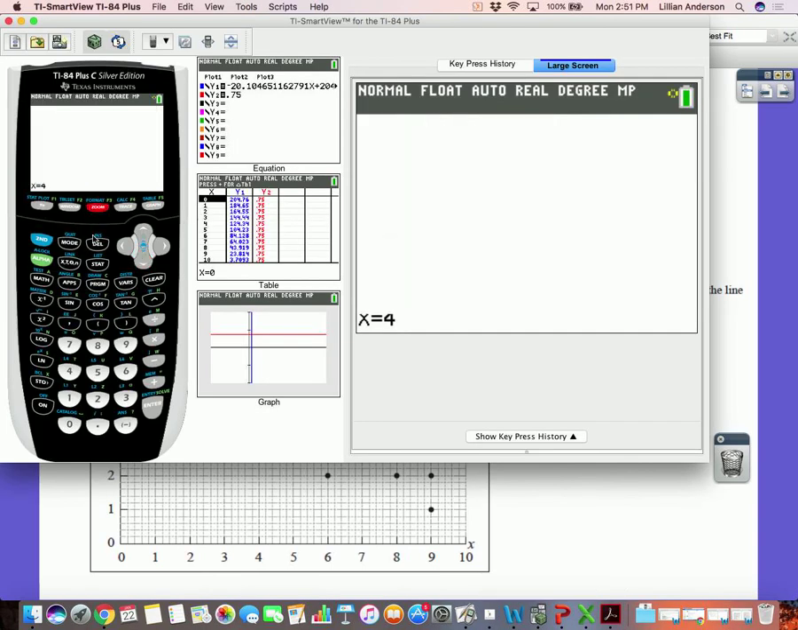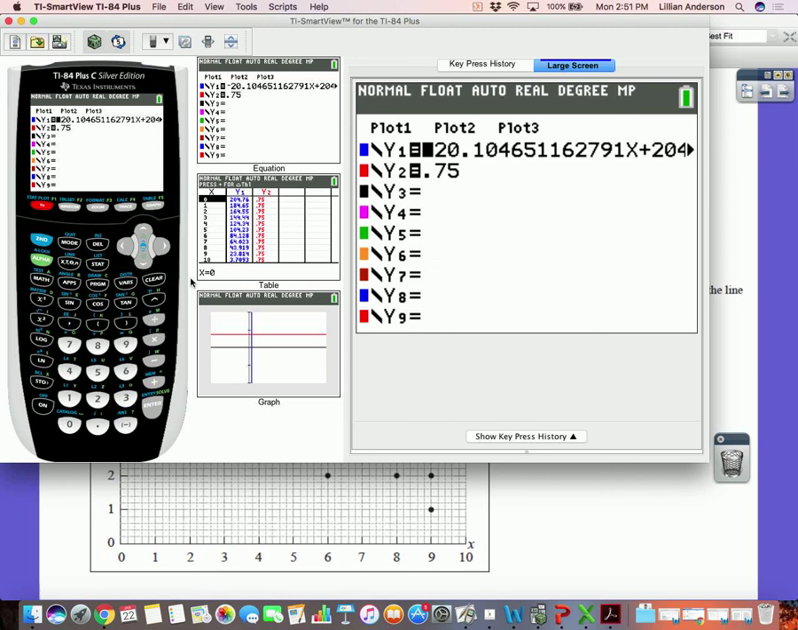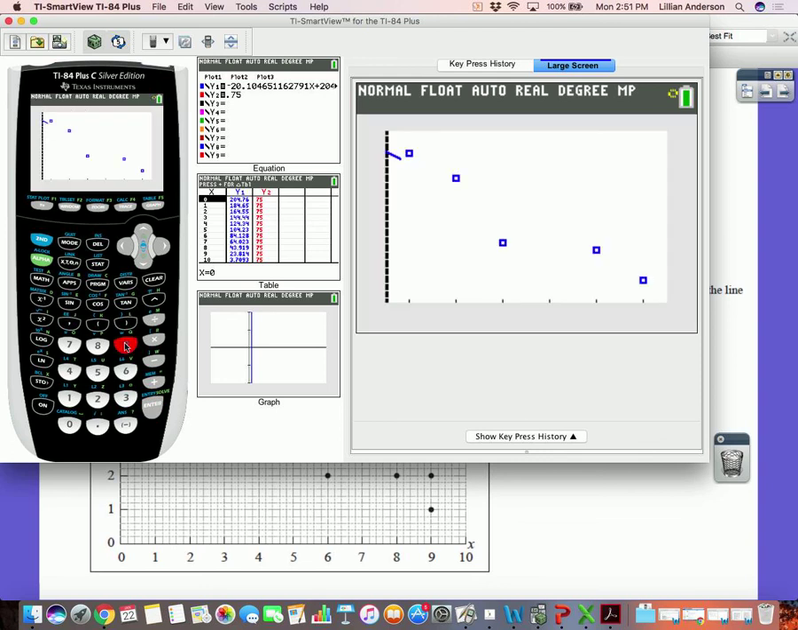If I went to Zoom Stat, oh no, did I press Stat? Hold on, give me a second. Delete this. Turn this on. If I go to Zoom Stat, there's my data, and there was that regression line. Okay? That is the best line, the line of best fit for this data, the one that's the most exact. Okay? Give me a second.